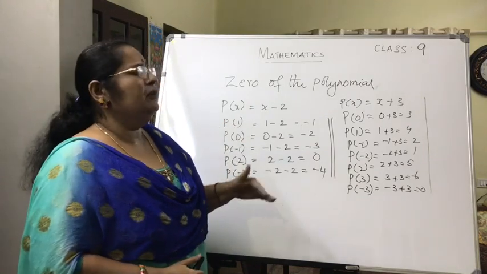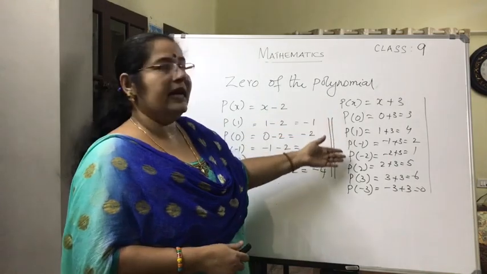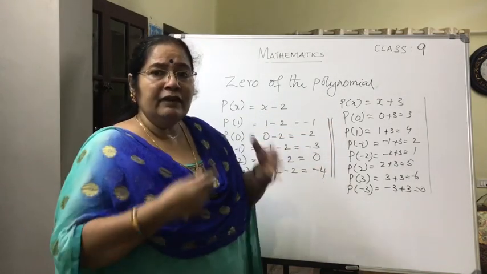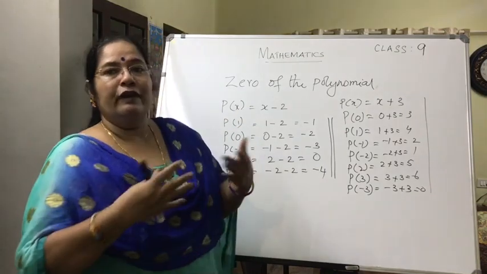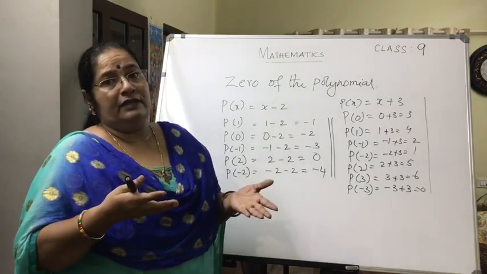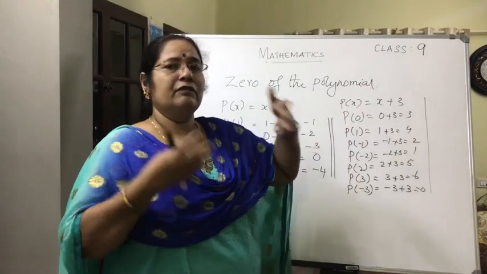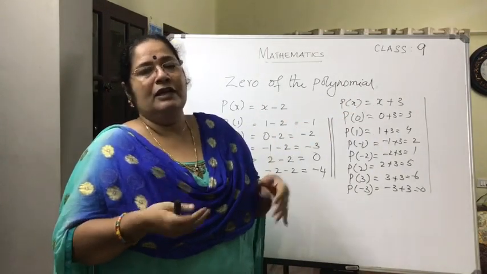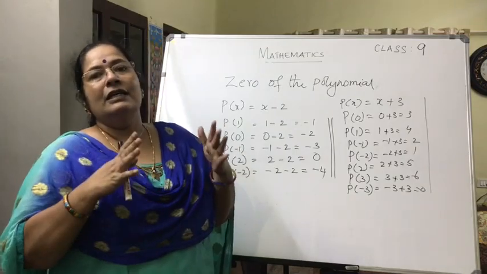Now, is it possible for us always to go on assigning values for the variable and then find at which value the value of the polynomial becomes 0? No, that is difficult for us. Supposing the number is larger, then we have to go on finding it. It takes a lot of time. So, we have a technique to find the 0 of a polynomial.